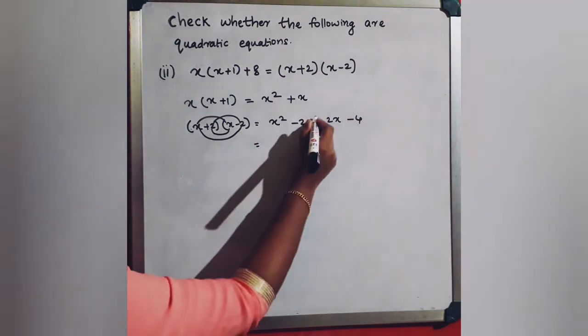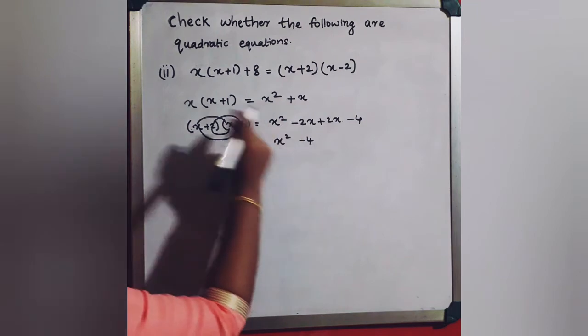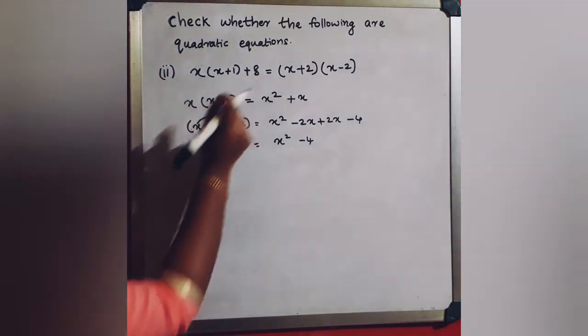That is, minus 2x plus 2x get cancelled. The value is x square minus 4. Substitute these values in the given equation.